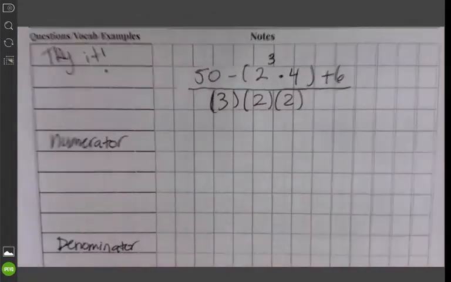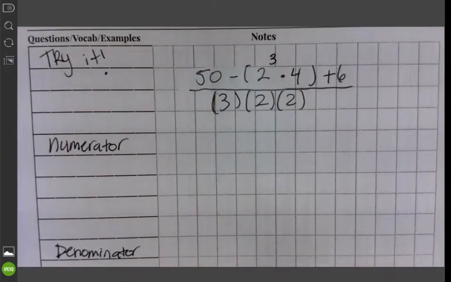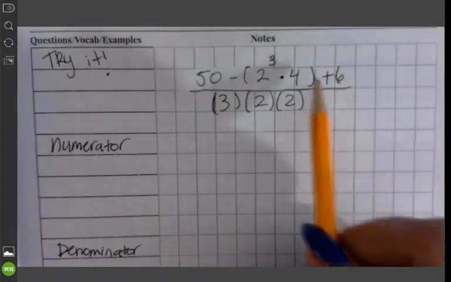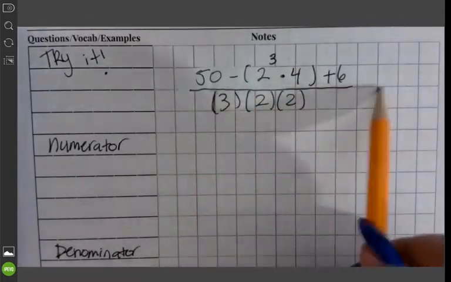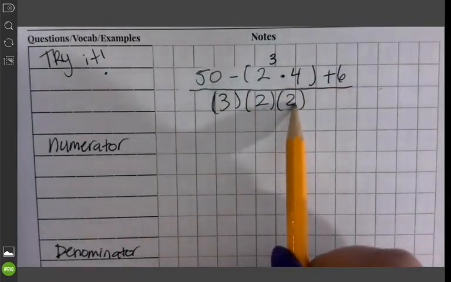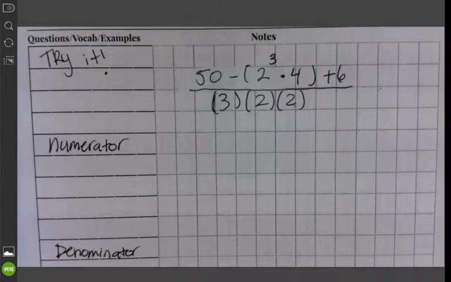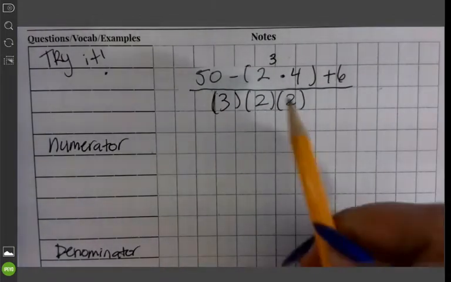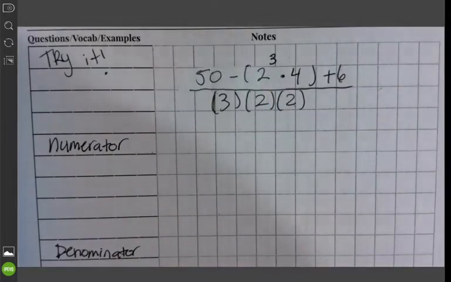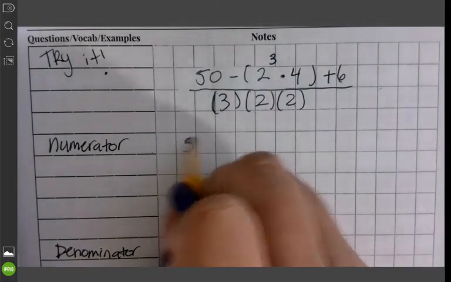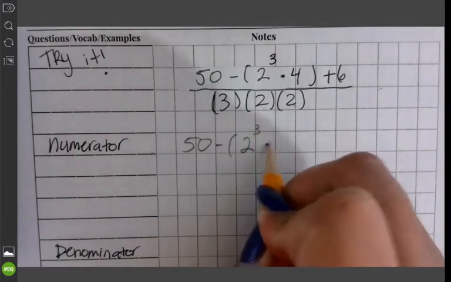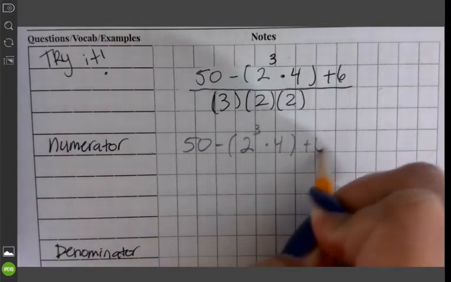I would like you to try it. We're going to do a try it. So we have this expression, 50 minus 2 to the power of 3 times 4 plus 6 over 3 times 2 times 2. In order to do this, you should do the numerator first, and then do the denominator, and then divide. So our numerator is 50 minus 2 to the power of 3 times 4 plus 6.